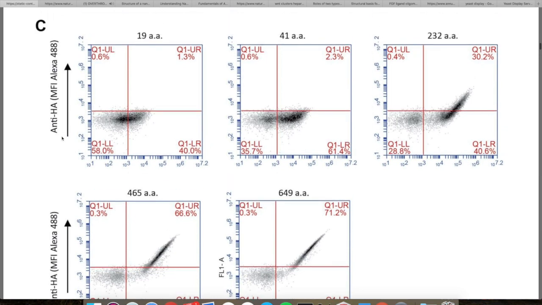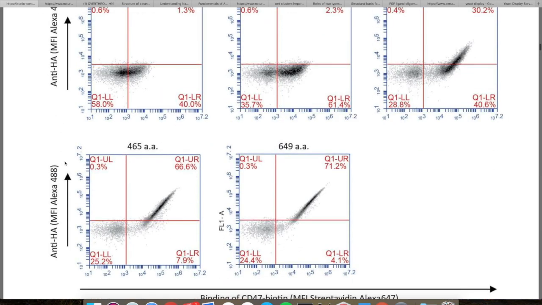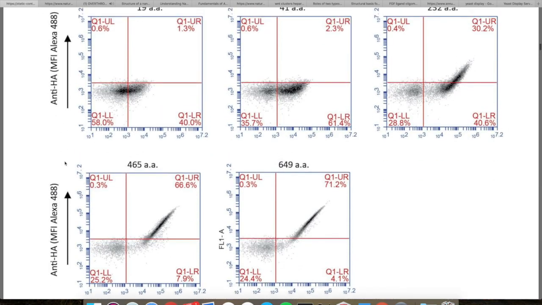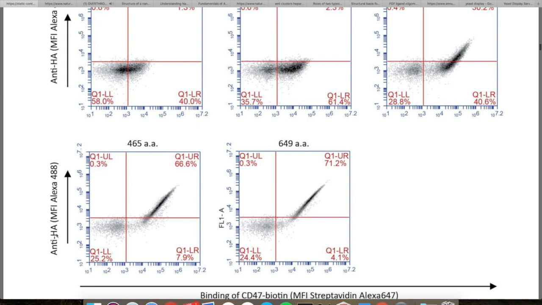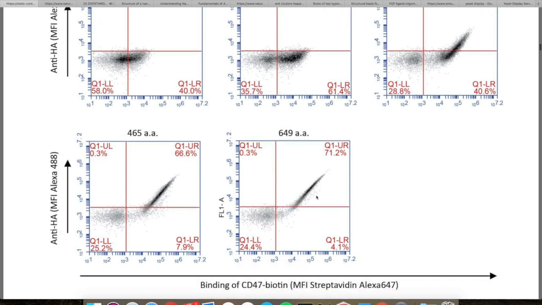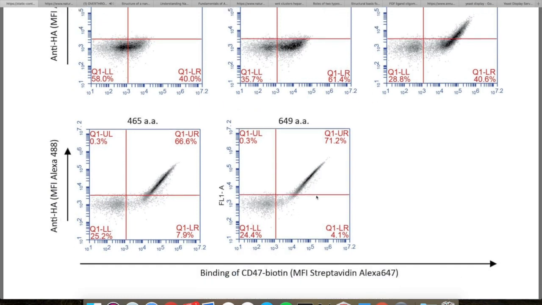So obviously this correlates with how well exposed the CV1, i.e. the target protein fused to the cell surface, is. And they show that this top quadrant here, where they get good labelling of both the HA tag and the fused protein, is with a 649 amino acid linker. So that's what they go on to use for all of their nanobody constructs.